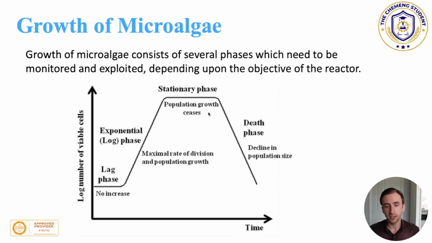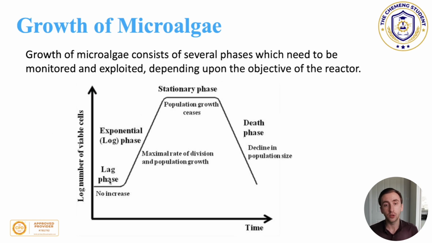Now, the stationary phase occurs when no new cells are created, but rather the cells begin to mature and start to produce certain high value compounds. And then after a certain amount of time, the population will start to decline because the cells will begin to die off. And this is usually due to a lack of nutrients, because within the growth medium, they have consumed the nutrients and therefore they no longer have a solid food supply.